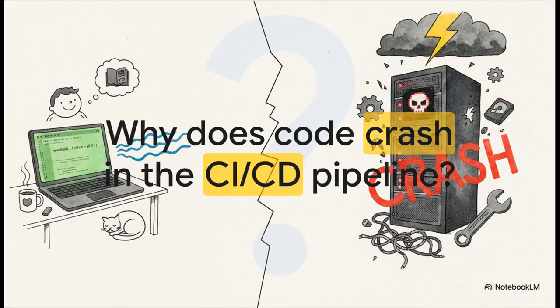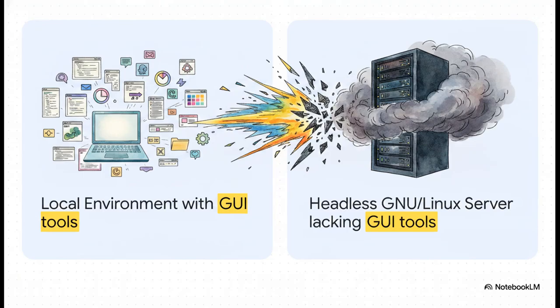Well, the original test code was trying to blindly execute an external OS command. In a local development environment, your system knows exactly what to do with that. But servers operate under vastly different conditions, and that gap is exactly what triggers the failure. We're looking at a local development environment equipped with GUI tools up against a CI/CD headless GNU Linux server that completely lacks them. Let's break this down a bit.